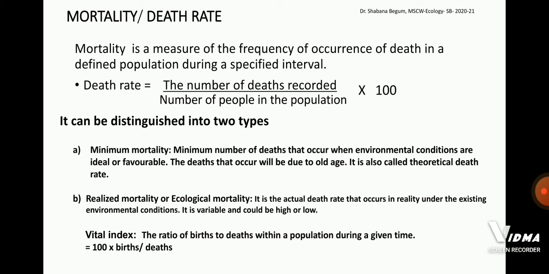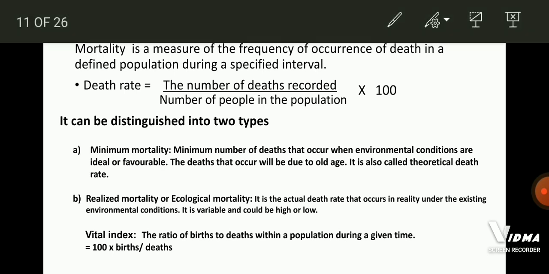The next characteristic of population is mortality. All of you have heard about the term mortality, also called death rate. It refers to death of individuals. It is a measure of the frequency of occurrence of death in a defined population during a specified interval. Death rate is equal to the number of deaths recorded divided by the number of people in the population, times 100.